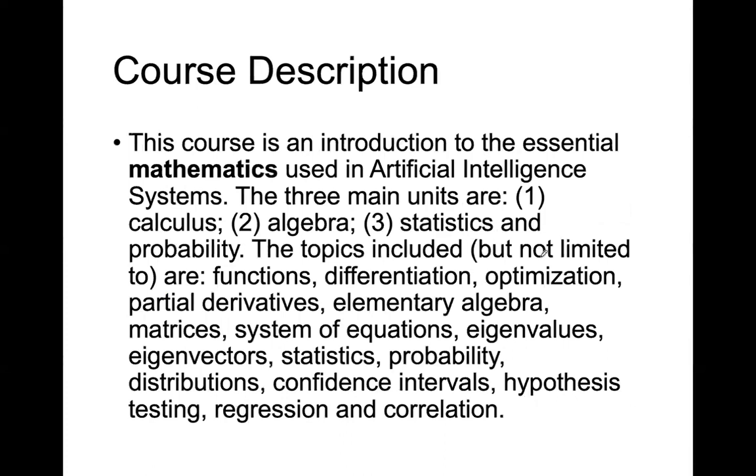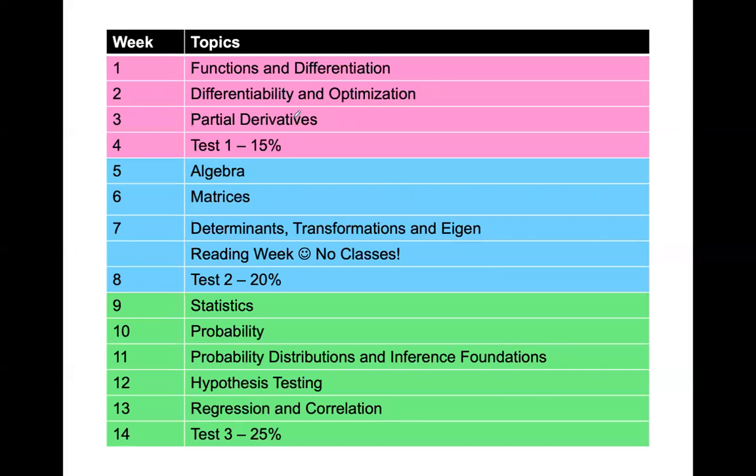So again, this is the course description. You can read it. There's three main units. The first one is just a bit of a background in things like calculus, if you haven't taken that before. The second unit is algebra. And the third unit is statistics and probability, which is a bigger unit. So you can see that it's broken down. The first unit is about derivatives, how to take the derivative, basics about optimization, partial derivatives, etc. And then we have a little test one, which is 15%.